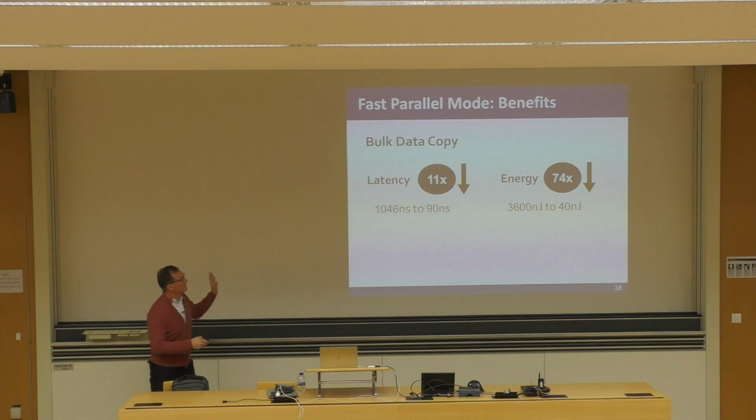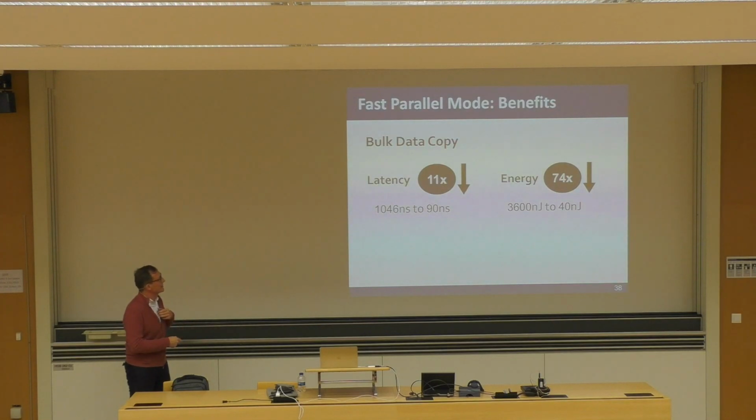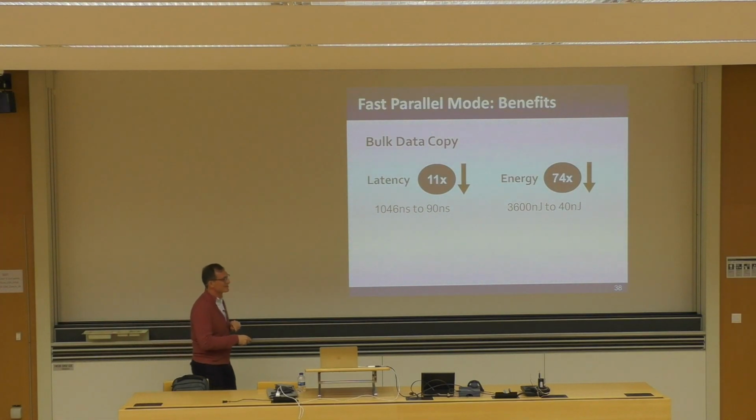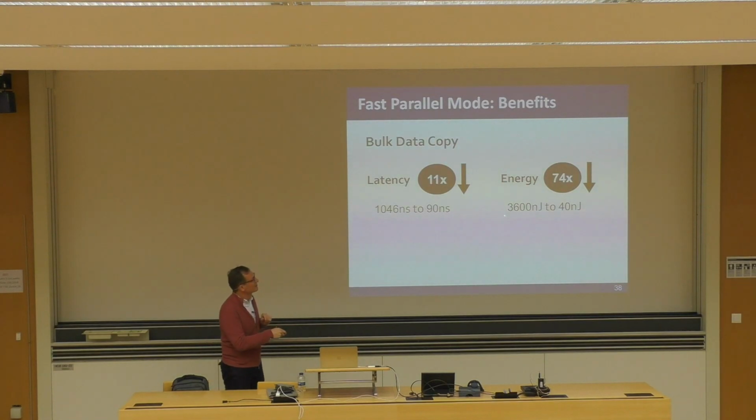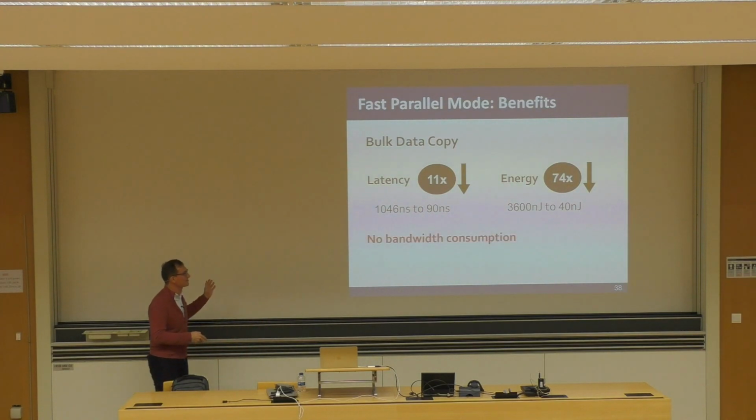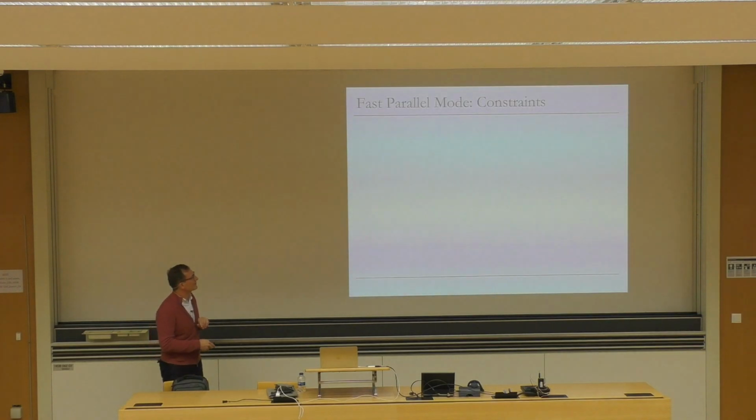Okay. And the results, very quickly, in the technology that's examined in the paper, you can reduce 1046 nanoseconds to 90 nanoseconds, and energy, this is DRAM energy. It should be written DRAM energy over there. That's a fault in the presentation. It reduces this copy energy from 3600 nanojoules to 40 nanojoules. No data bus bandwidth consumption, and very little change to the DRAM chip.